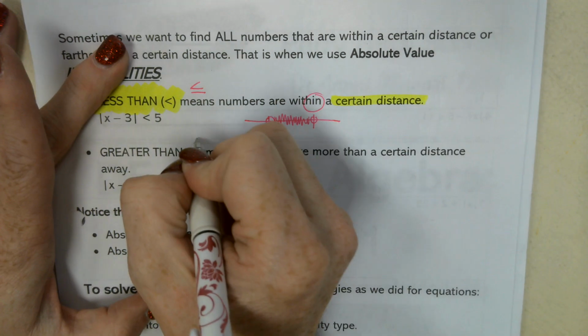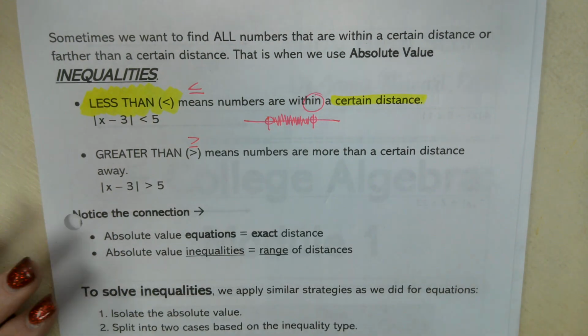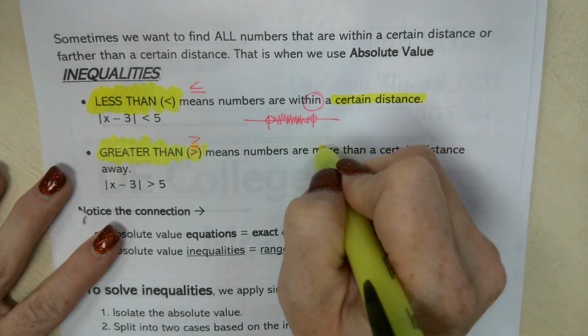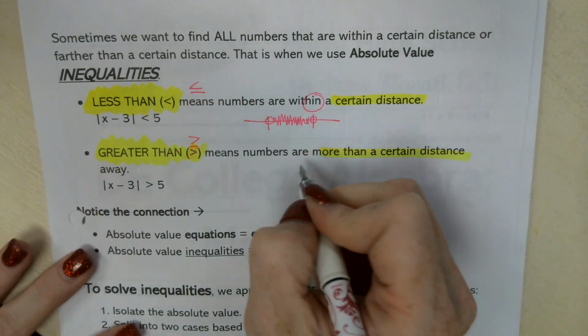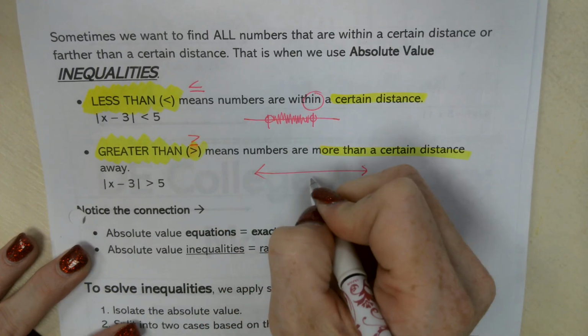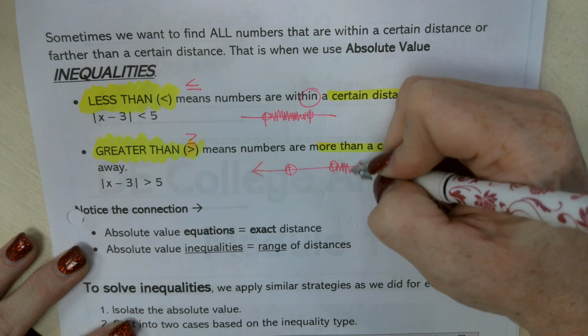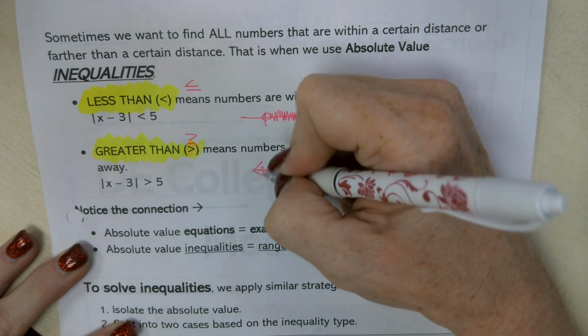Now, greater than or equal to means the numbers are more than a certain distance. Okay? So a greater than inequality is going to look like this, where it's shaded on the outsides.